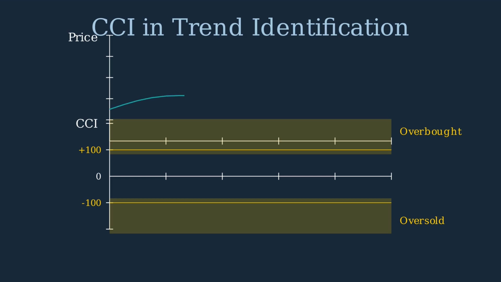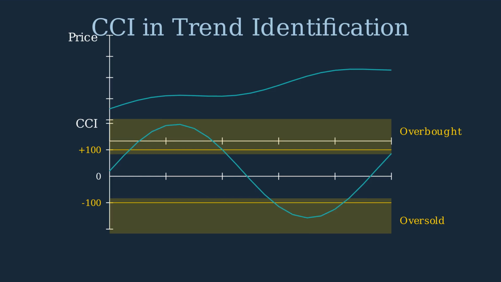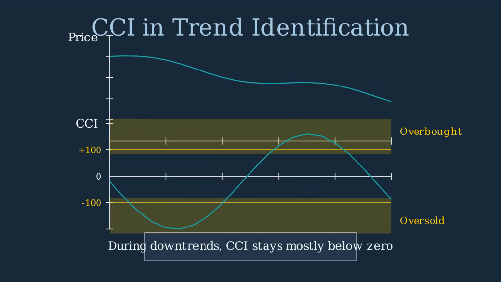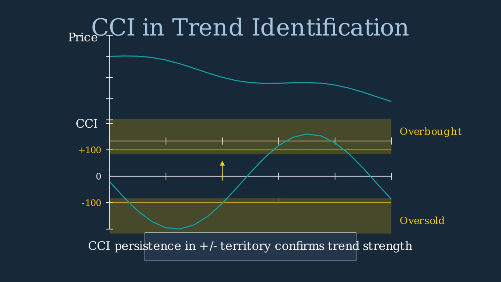During strong uptrends, CCI tends to remain above the 0 line, frequently reaching overbought levels above plus 100. Conversely, during strong downtrends, CCI typically remains below the zero line and frequently reaches oversold territory below minus 100. The persistence of CCI readings in positive or negative territory provides confirmation of the trend's strength. The longer CCI remains above or below zero, the stronger the prevailing trend.